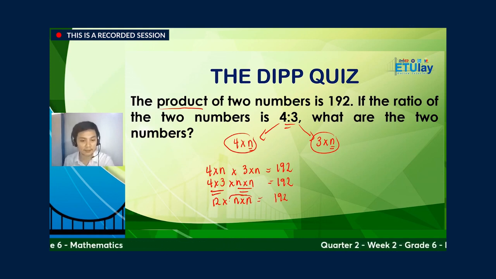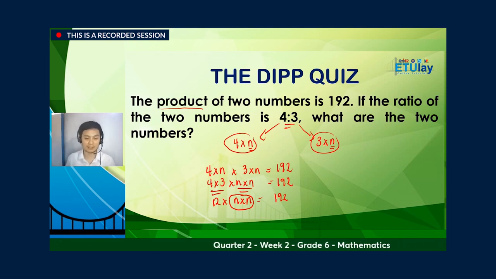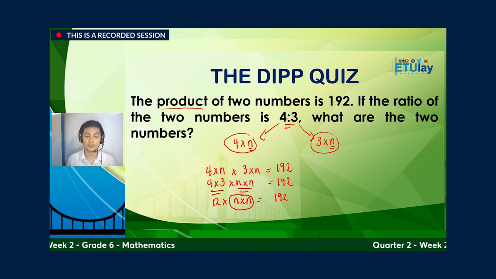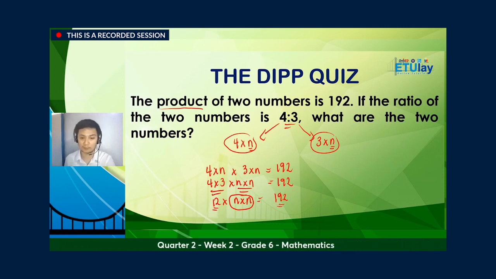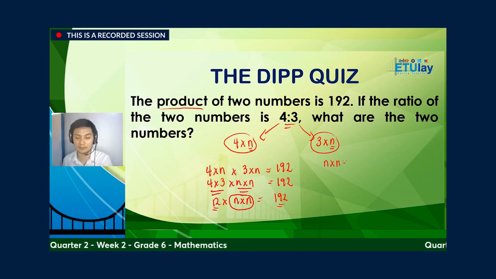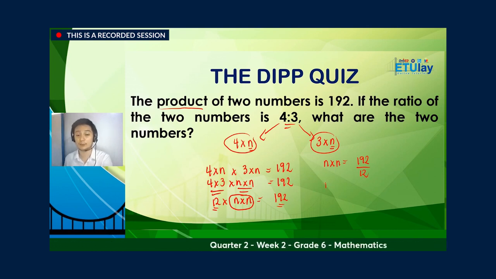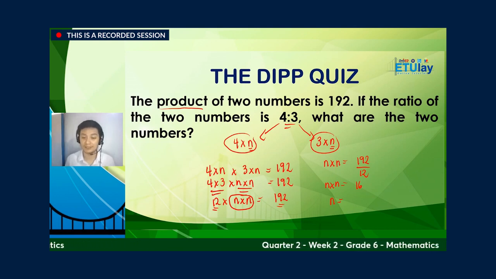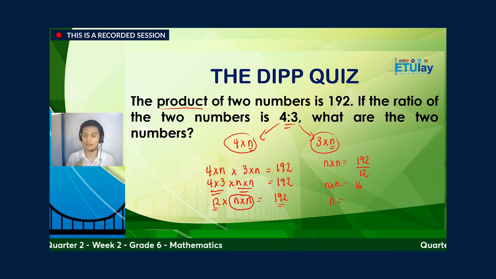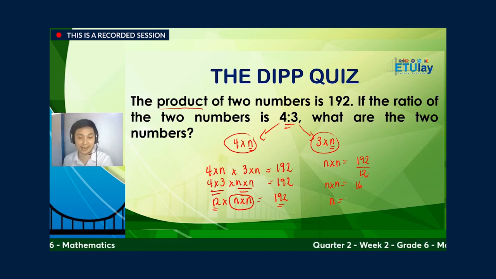Now, let's say this part of the expression, which is n times n, represents one factor in this expression on the left side. So how do we solve for the value of this missing factor, given that the 12 is one of the factors and 192 is the product? Kagaya din kanina, we just have to divide the given product by the given factor. So we have n times n equals 192 divided by 12, which means that n times n ay equals sa 16. Now we have to think of a number n such that when you multiply it by itself, you will get 16. 1 times 1 is 1, 2 times 2 ay 4, 3 times 3 ay 9, pero 4 times 4, yan ay 16. Ibig sabihin, ang hinahanap nating value ng n ay 4.